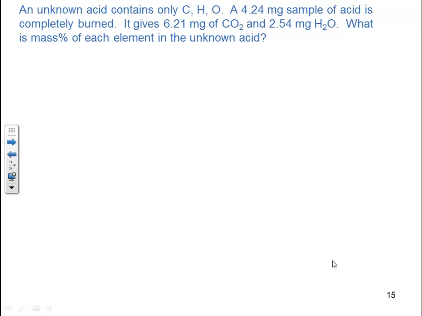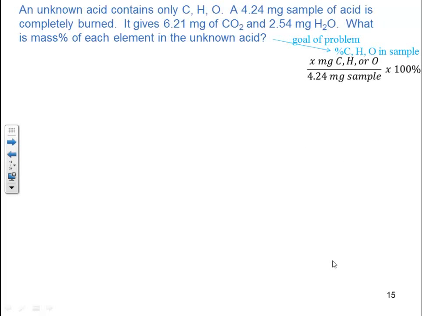So we need to figure out what we are actually looking for. Well, the goal of the problem is the percent carbon, hydrogen, and oxygen in the sample. In essence, I'm looking for how many milligrams of carbon, hydrogen, and oxygen we have. Get those values, divide by 4.24 milligrams of sample, times 100% to figure out that percent.